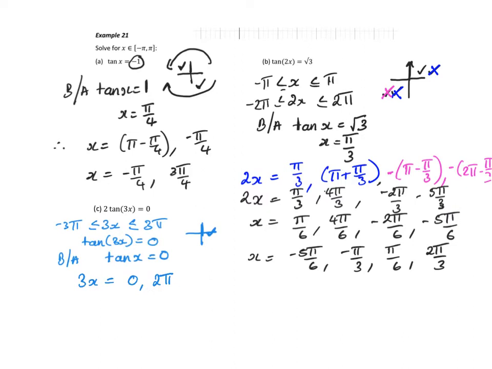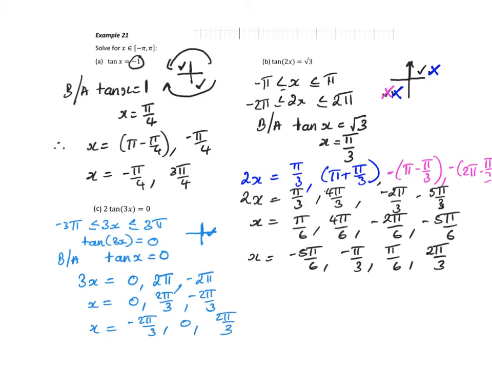How about going in the opposite direction? Well, again, we start at 0 and we go to negative 2 pi, and negative 4 pi again would be too big. So we don't want 3x though, we want x. So 0 divided by 3 is 0, 2 pi on 3, negative 2 pi on 3. And I like to write them in order. So negative 2 pi on 3 is the smallest there. 0 is next, followed by 2 pi on 3.